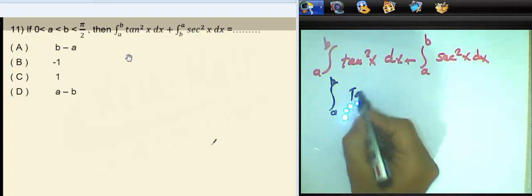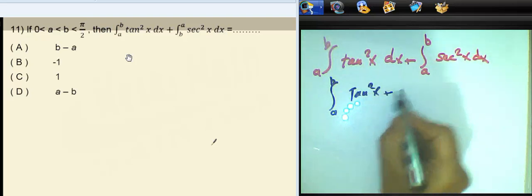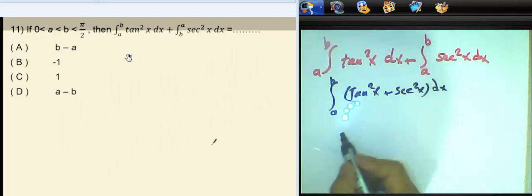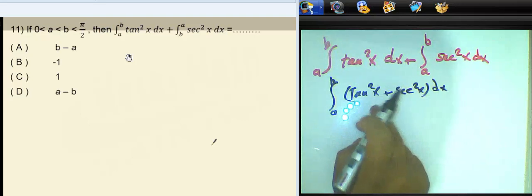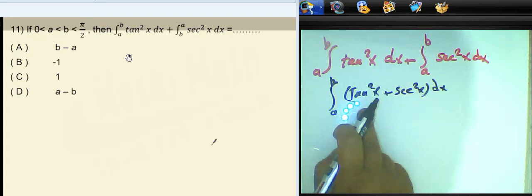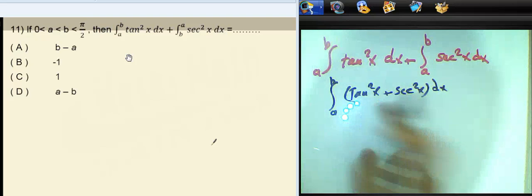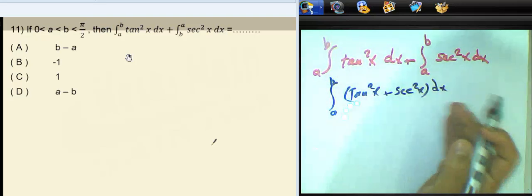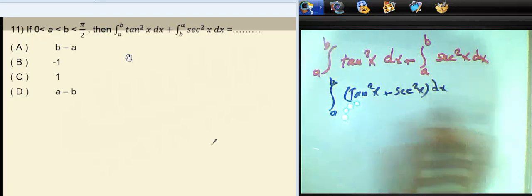Why? Look at here, tan power 2x plus sec power 2x dx. We can cancel this function here. tan power 2x equal what? Equal sec power 2x minus 1, or sec power 2x equal tan power 2x plus 1. Here we can cancel them.